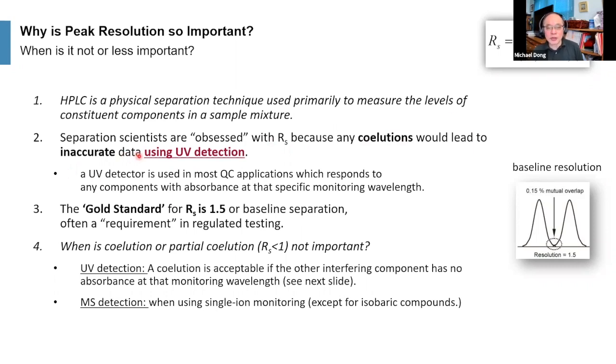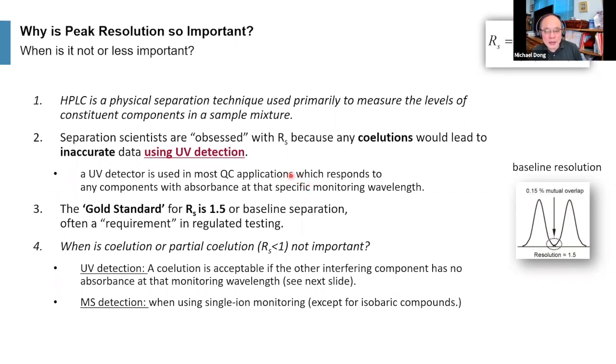Now, here's kind of an assumption, right? Most pharmaceutical analysis uses UV detection. So this is the caveat. This is the reason why we are obsessed with peak resolution. Okay, a UV detector is used in most QC applications. And this is just the facts of life. Okay, I don't think UV detector is such a great detector, but it is very precise. And it is the standard detector in quality control. It's not going to change in the next 10 years. It's not going to become mass spectrometry, right? Because mass spec does not have the precision.